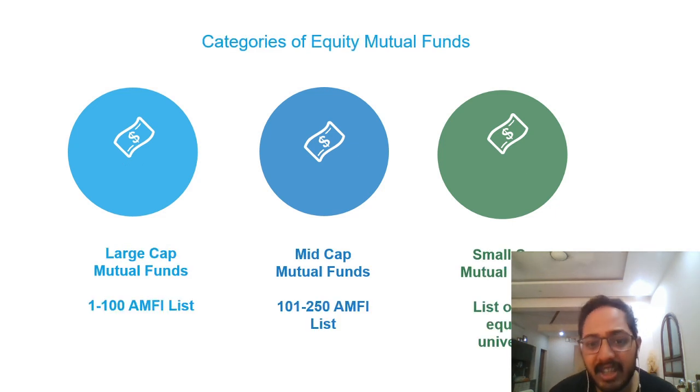Now let us look at the categories of equity mutual funds. When you look at equity mutual funds, there are basically three categories: large cap funds, mid cap funds, and small cap funds. This categorization is determined by AMFI, the Association of Mutual Funds in India, which is the regulatory body that regulates the mutual fund industry in India. They have categorized funds into these three.